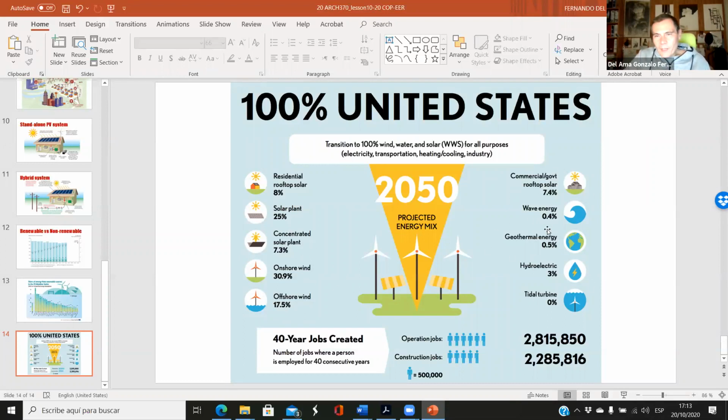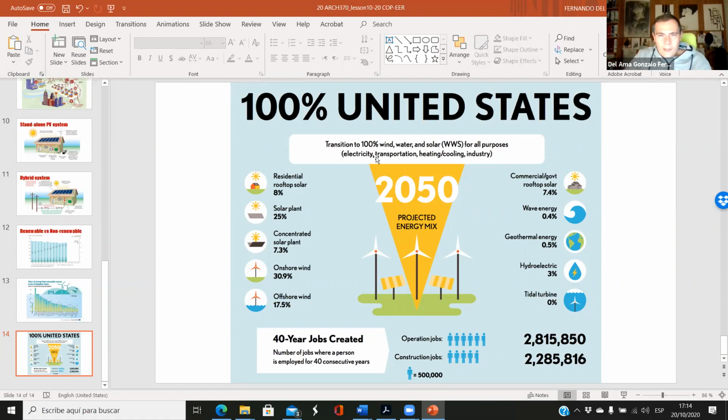And then we have others: wave energy, geothermal energy. Geothermal is from a heat source that we have thousands of feet underground. Hydroelectric, I told you that hydroelectric is now controversial. So if the country doesn't have a lot of hydroelectric plants, I don't think they are going to build more. And then we have these tidal turbines. They make the most of the tides. When the tide goes up or down, it generates electricity with these turbines.